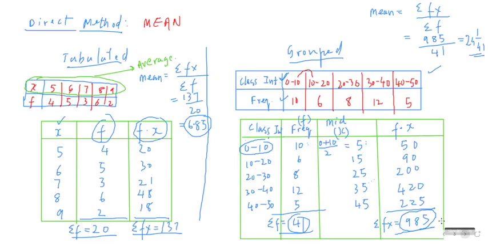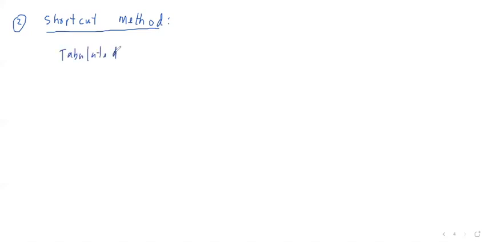So the next method that we're going to employ, like I said, I'll use the same data. The next method that I'm going to employ would be the shortcut method. Second is shortcut method. Again, we're going to do the same for tabulated data and for grouped data.